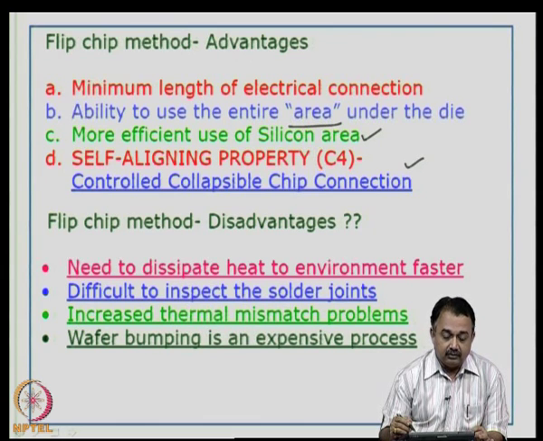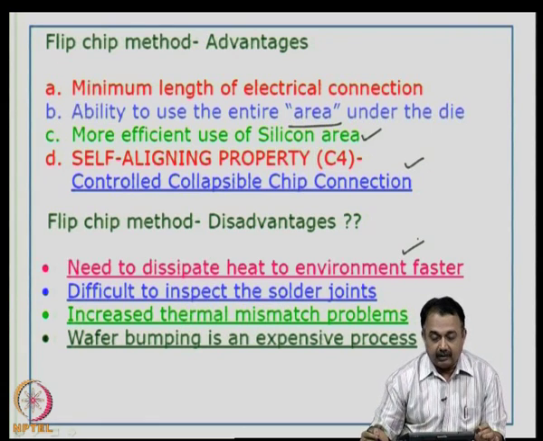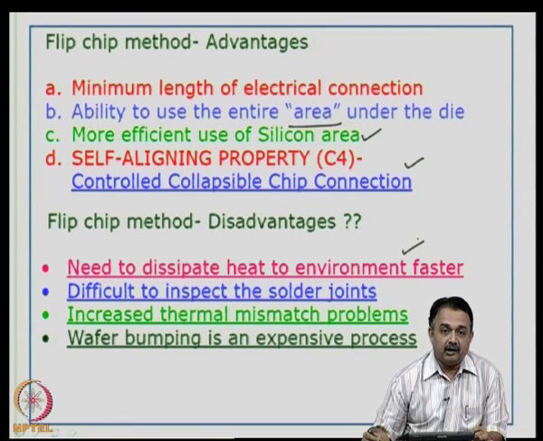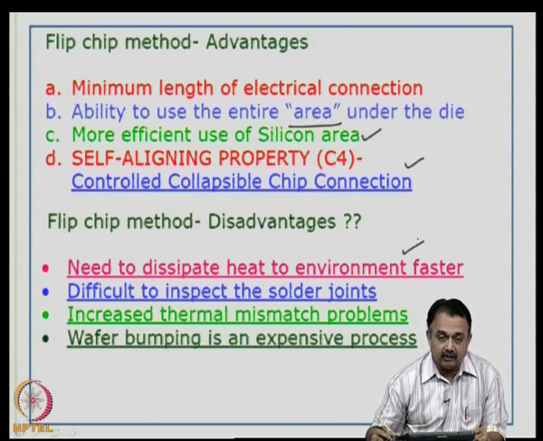There is the need to dissipate heat to the environment faster, which a package material or other processes like wire bond or TAB can probably do because of the length in the lead frames or the lead structures that establish the first level interconnection.